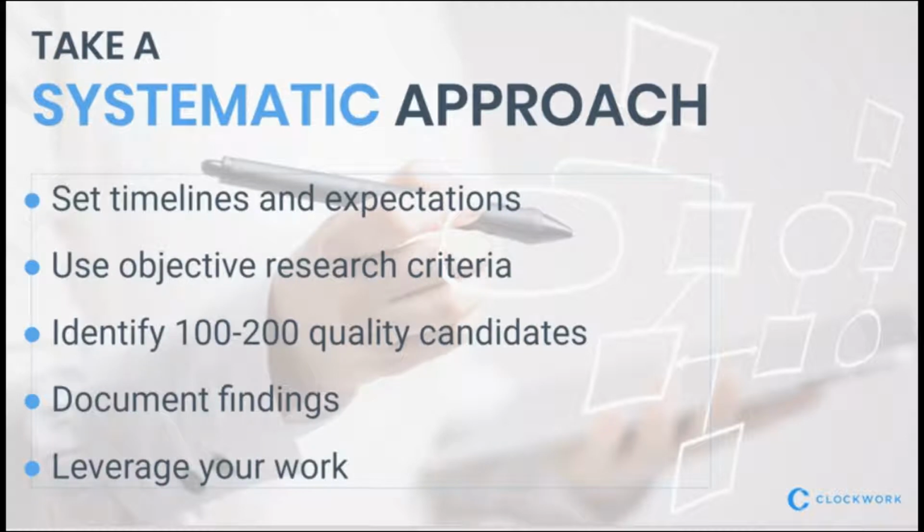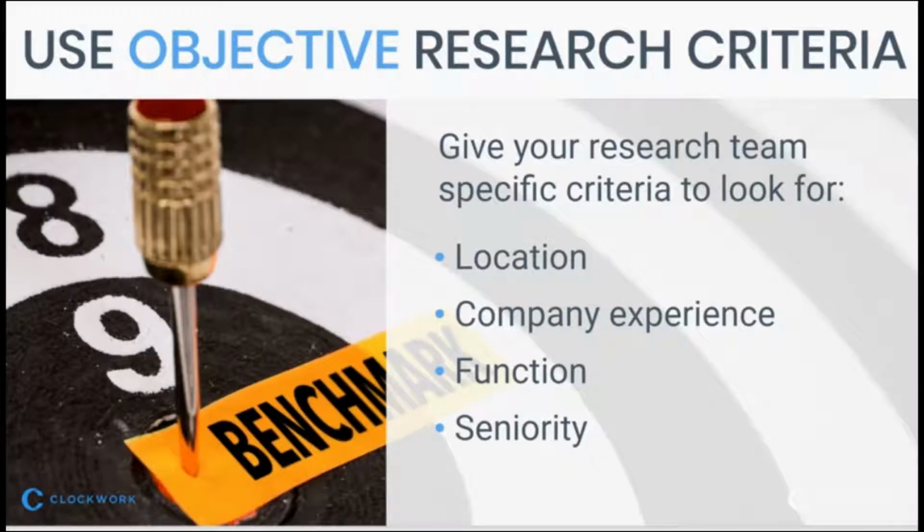You are looking for a certain quantity depending upon the project. Each one has its own unique number, but typically 100 to 200 quality research candidates. And you want your research team to do certain documentation. Why are they putting a person on a project? How does that person match the objective criteria for research so that you can move forward quickly? And you want to make sure that you are taking advantage of the work you've already done, leveraging that work, and moving the process along that much faster.